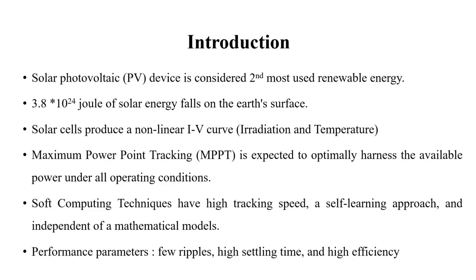A solar PV system has become one of the important sources for the generation of power in renewable energy after the wind, because 3.8 × 10^24 joules of energy falls on the Earth's surface that can be utilized for the generation of electricity if the harvested energy is tracked at a higher efficiency.